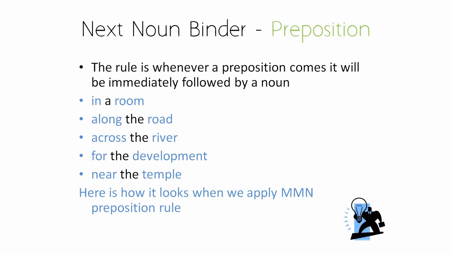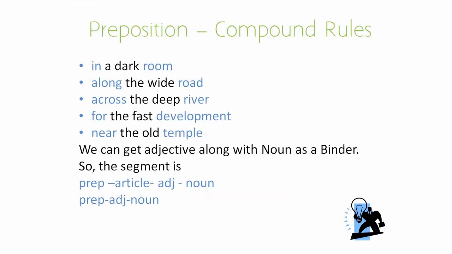together as a noun. So in a room, adoka preposition segment, we treat it completely as a preposition noun segment. Preposition noun, preposition noun, preposition noun, and again here preposition and noun. So in a room, along the road, across the river, for the development, near the temple. This is how, when you apply preposition as an MMN rule, this is how you should identify the segments within a sentence. Okay, so if I compound these rules, now to the room I can add many binders, right?